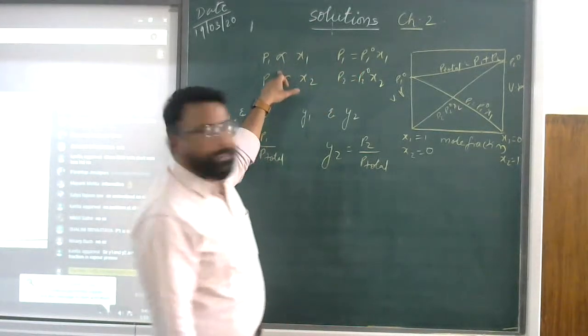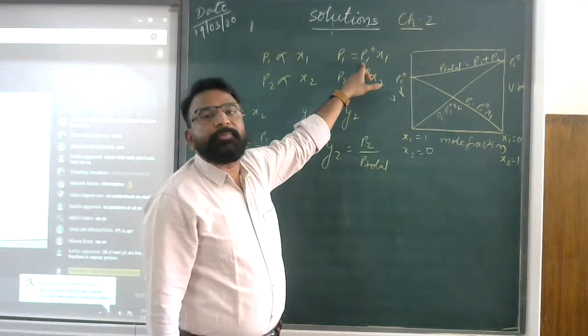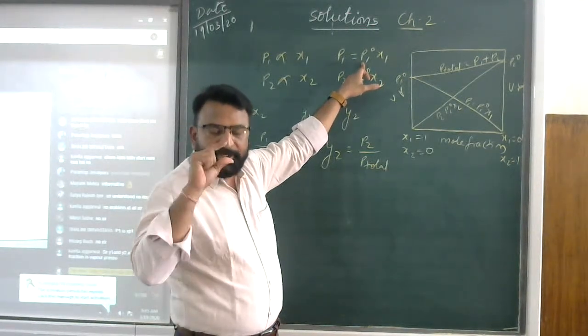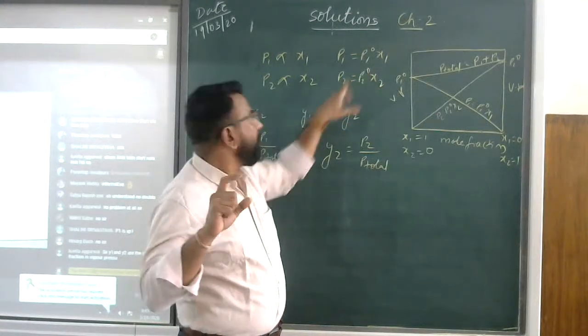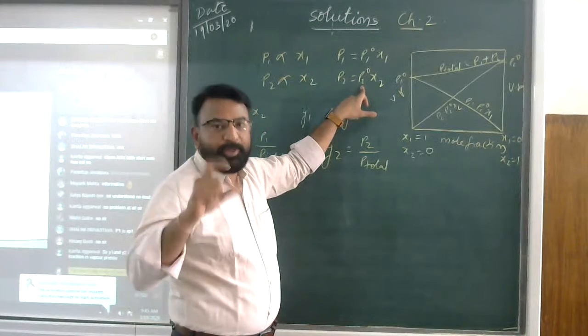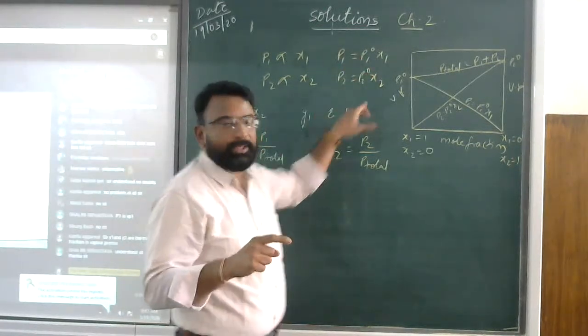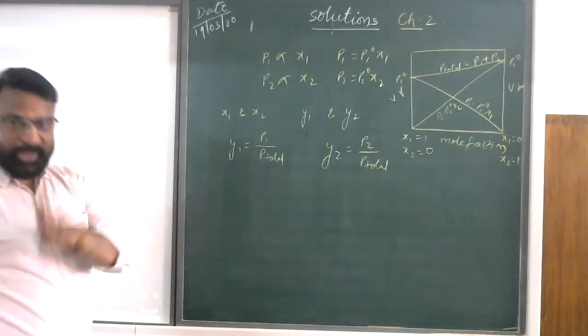Now, if you remove this proportionality sign, then this is the P1 naught. P1 naught is the vapor pressure in the purest form of liquid number 1, and P2 naught is the vapor pressure in the purest form of liquid 2. This is the formula. Here you have written P1 is equal to XP1. It's not XP1.